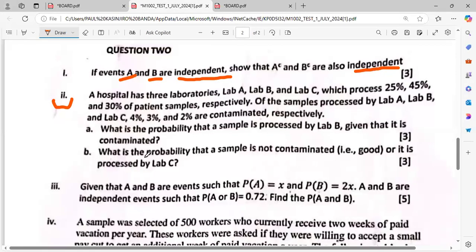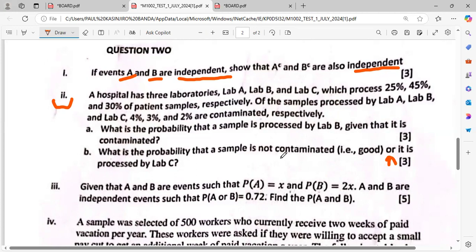And then the next question says, what is the probability that a sample is not contaminated, i.e. it is good, or it is processed by lab C? We know that this "or" simply means the union of the probabilities. So we want to find the probability of it being good, and then unionize it with the probability that it was processed by lab C.